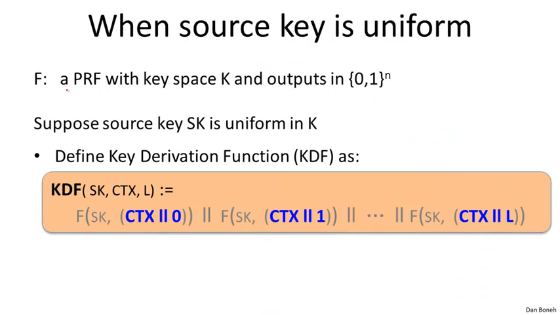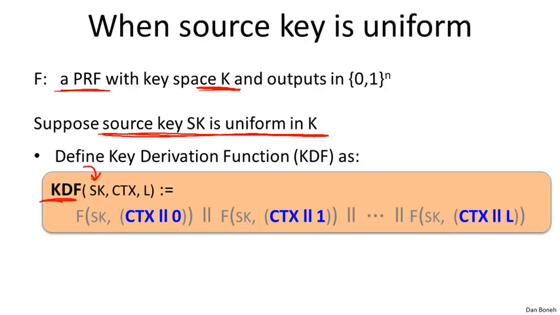So first of all, suppose we have a secure PRF F that happens to have key space K. And now, suppose that it so happens that our source key SK is uniform in the key space K. In this case, the source key is in fact a uniform random key for the secure PRF F, and we can use it directly to generate all the keys that we need to secure the session. So in this case, the KDF is really simple. The key derivation function would just work as follows.